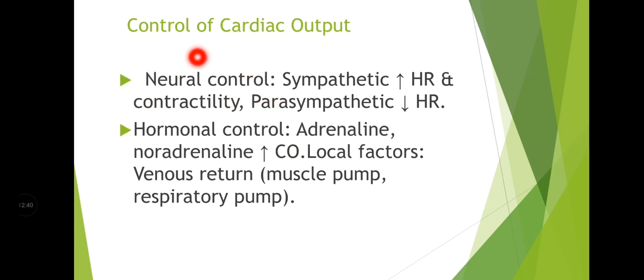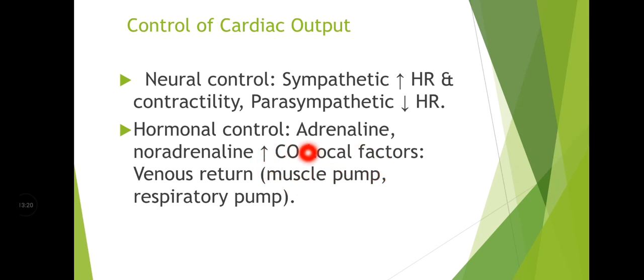And all these are regulated by the nervous system, and there's also hormonal control at play. So the nervous system via the sympathetic and parasympathetic systems. The sympathetic system increases the heart rate and the contractility. Parasympathetic decreases the heart rate and hence decreases the cardiac output. Hormonal control: hormones such as adrenaline and noradrenaline increase the cardiac output, and there are also other local factors such as the venous return, the muscle pump, as well as the respiratory pump.